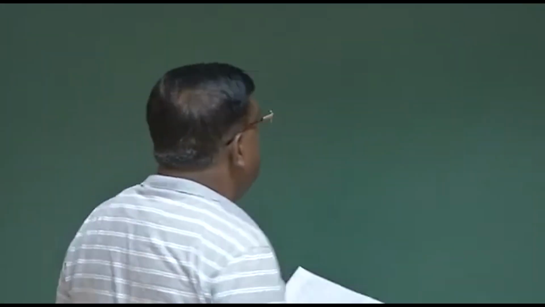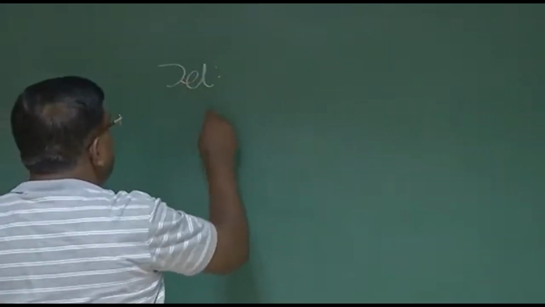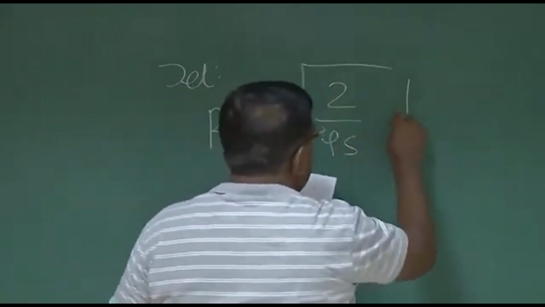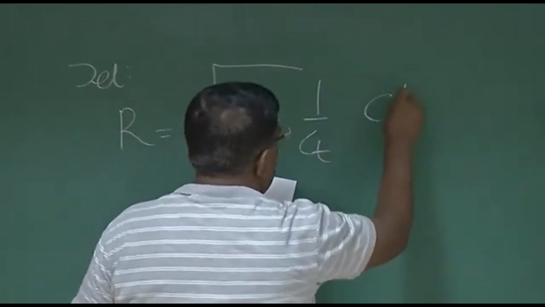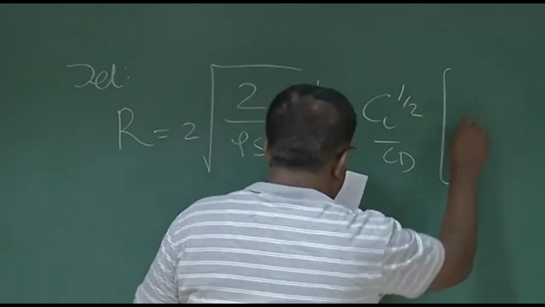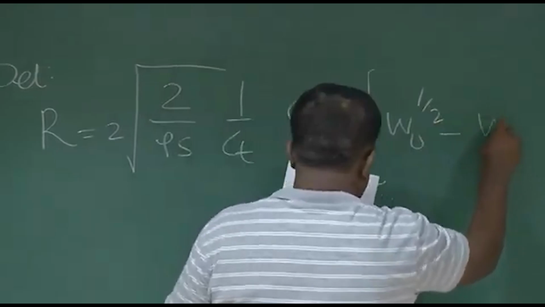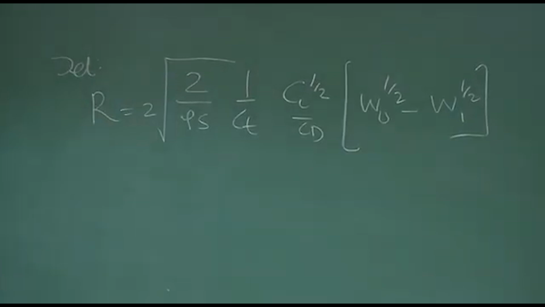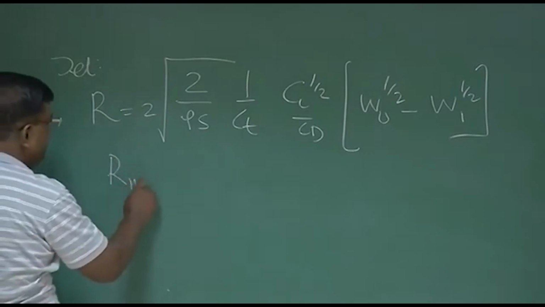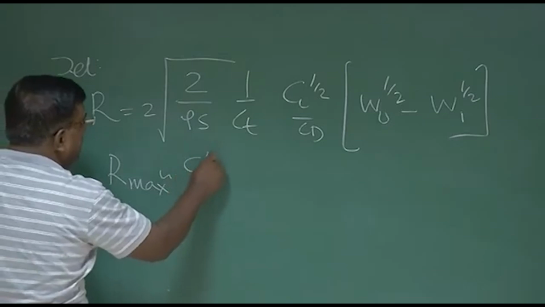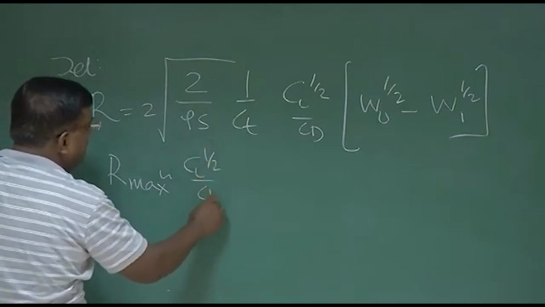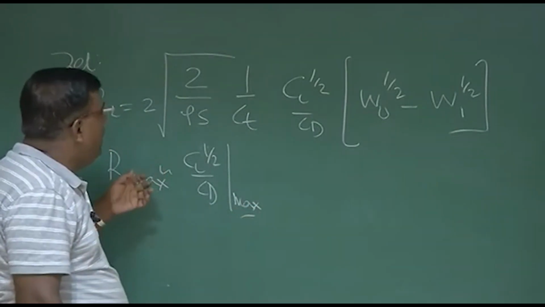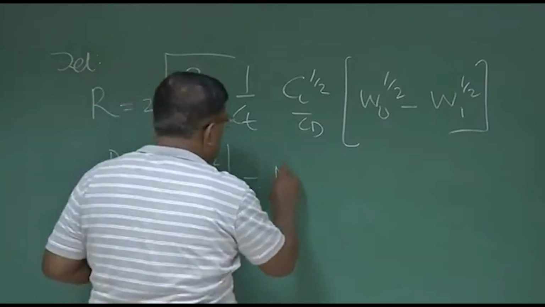Now, natural second question will come, what happens to the jet engine aircraft? A range, if you see, it is 2 under root 2 by rho S, 1 by Ct, CL half by CD, W naught half minus W1 half. Here you see the range is maximum for other condition remaining same if CL half by CD is maximum. Okay? Again the same situation will arise that this is for no wind condition.